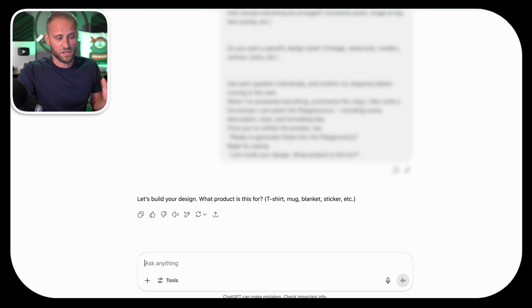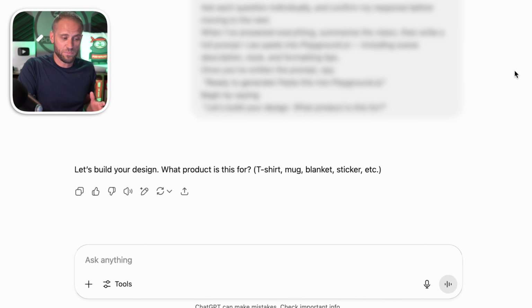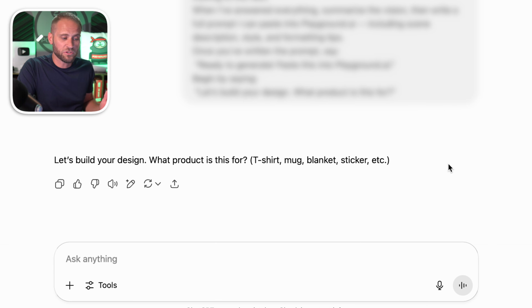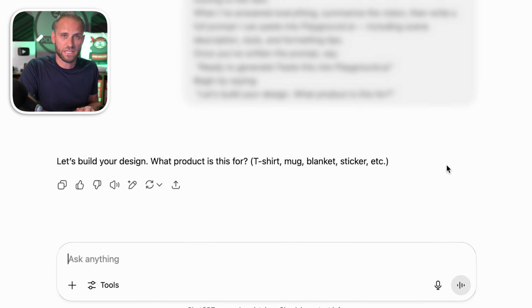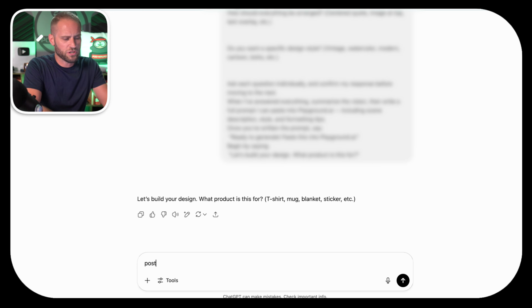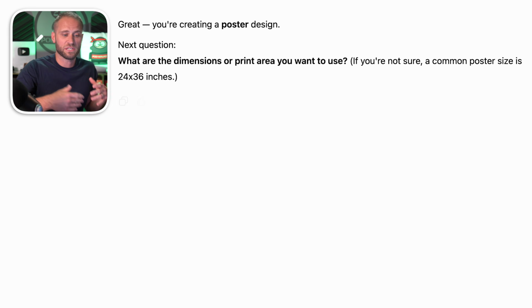Now, the first thing we've done is I've taken the prompt that I am giving to you, like I said, inside of my free course, and I've pasted it here inside of ChatGPT. ChatGPT is starting off and they're saying, let's build your design. What product is this for? We're going to go ahead and answer and just say poster. Now, from here, ChatGPT is going to ask us the dimensions.